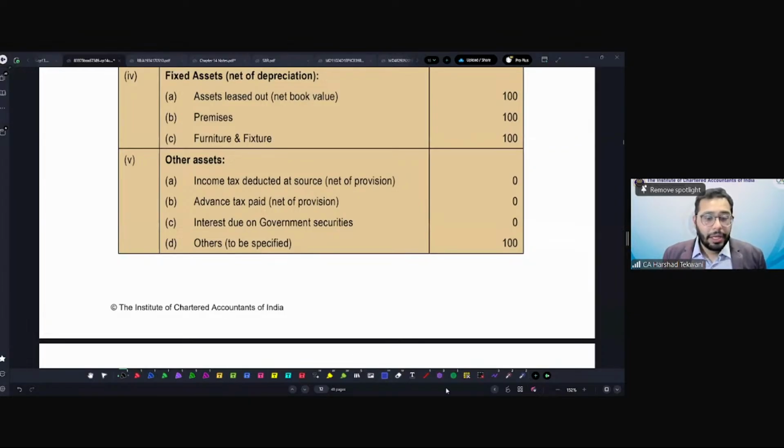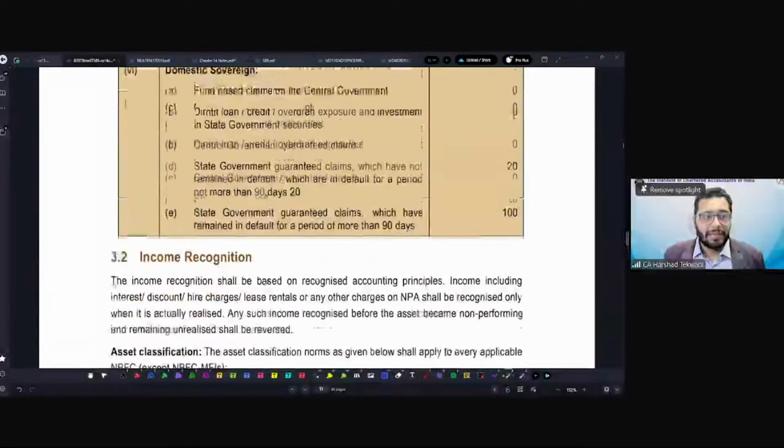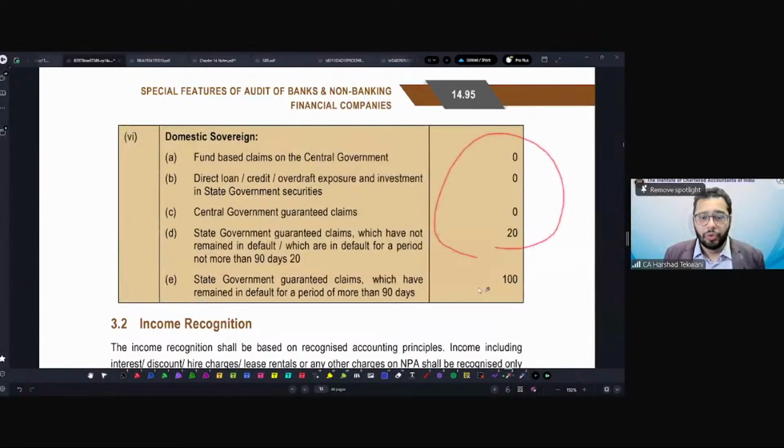Now, for example, interest due on government securities. Why is it zero? There is no risk that RBI predicts in interest due on government securities. So accordingly, everything is given over here, the risk on each of these. And once you have the total, for tier 1 you need to multiply the amount by 10%, and for the tier 1 plus tier 2 total, you need to multiply by 15%. Whatever amount you get, this is the minimum capital level that you need to maintain.